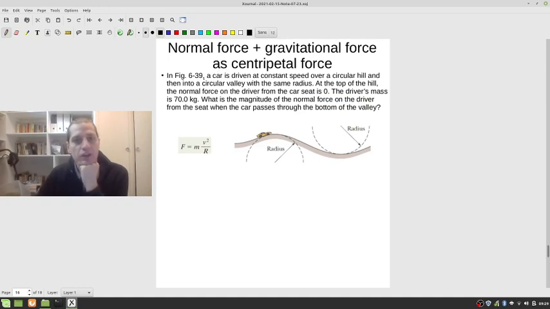It says, in figure 6.39, a car is driven at a constant speed over a circular hill and then into a circular valley with the same radius. At the top of the hill, the normal force on the driver from the car seat is 0. The driver's mass is 70 kilograms.